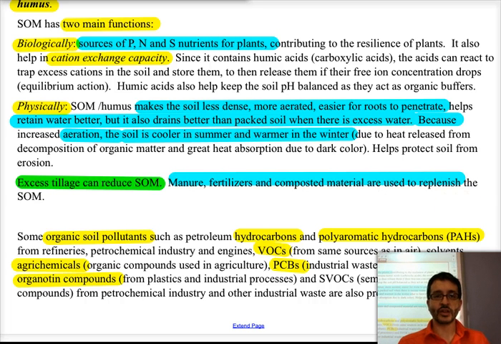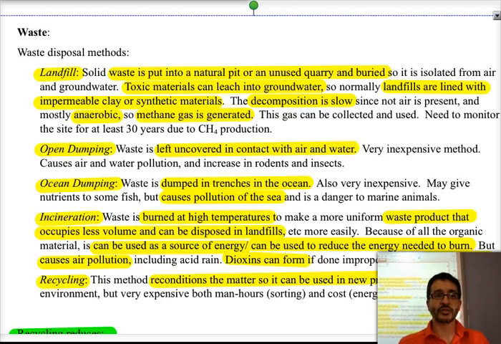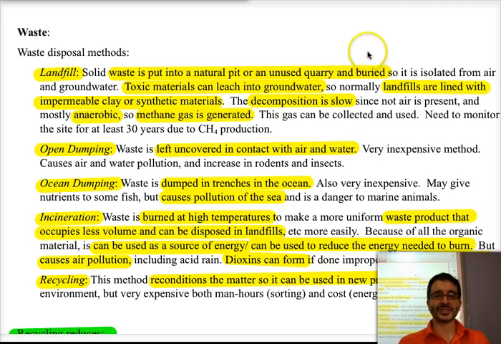And that will be the end of the soil unit. So I want us to move on to now talking about, I think I clicked on the wrong page. There we go. On to waste.